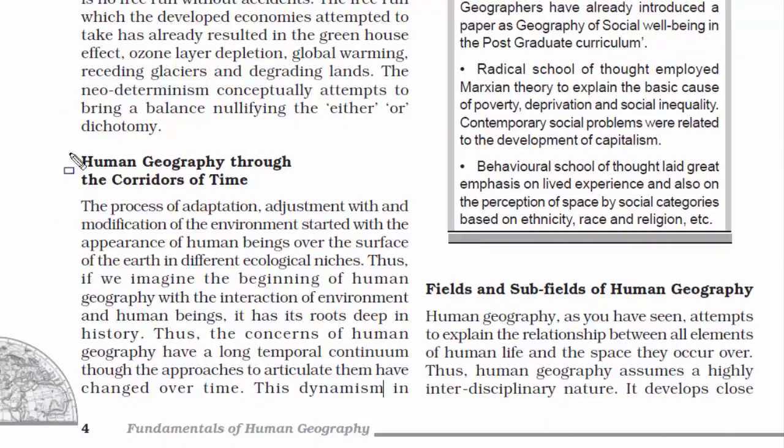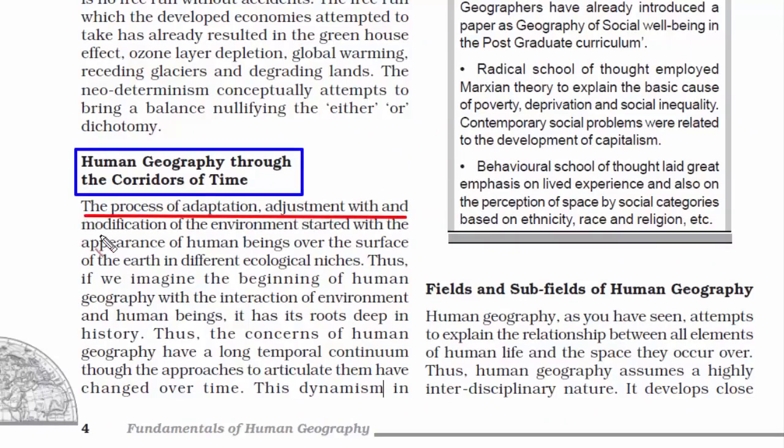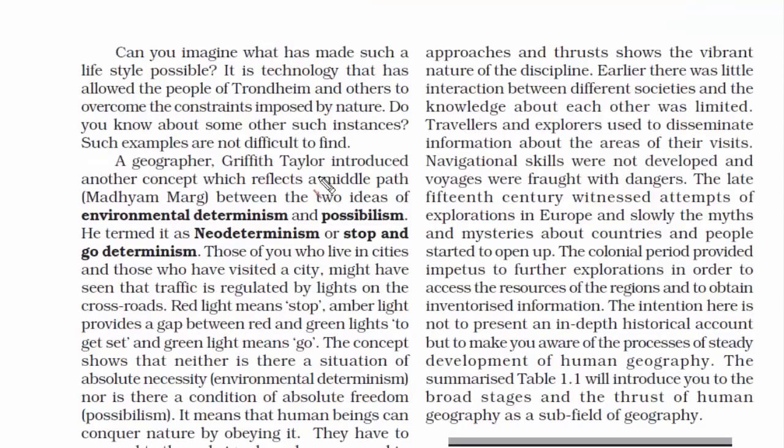And the last topic of this chapter is human geography through the corridors of time. Human beings have always adapted themselves to nature. There is no doubt about that. We have read many early men's stories wherein they rely on nature for food, shelter, clothes, and all other amenities. But one important thing we must realize is that earlier there was very little interaction between different communities and societies. They used to attack each other for establishing control and authority. Therefore, it is pretty obvious that knowledge about each other was limited.